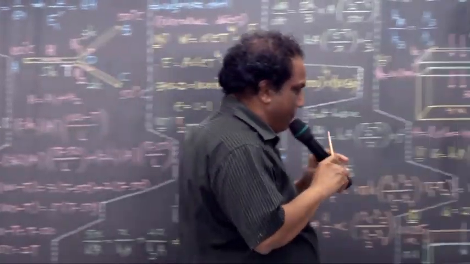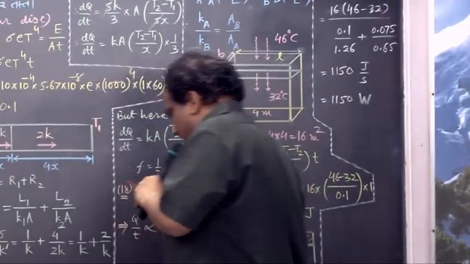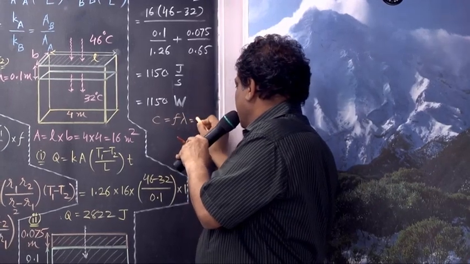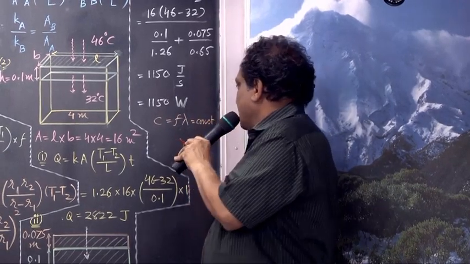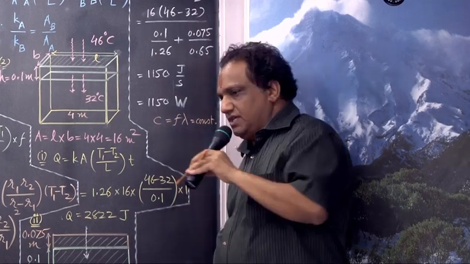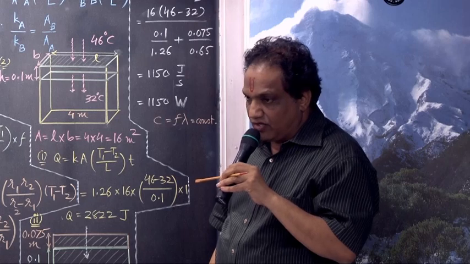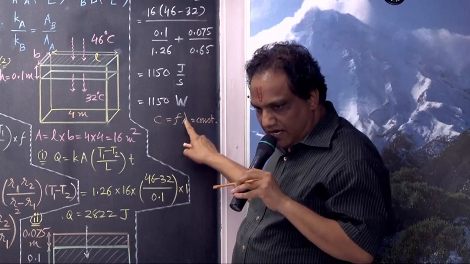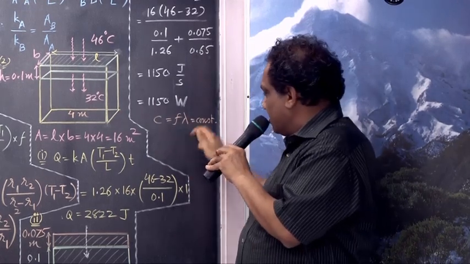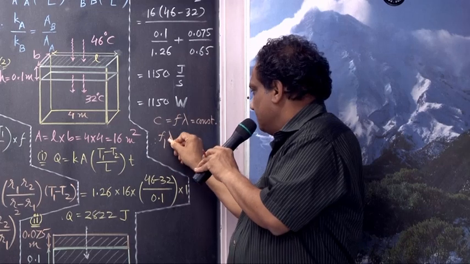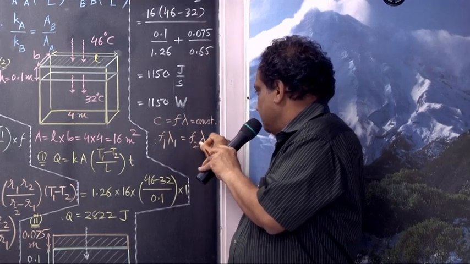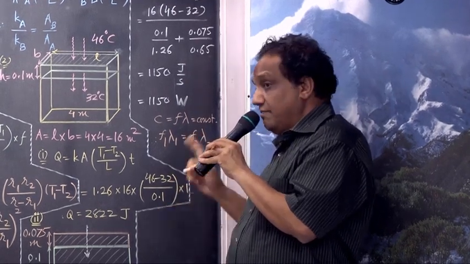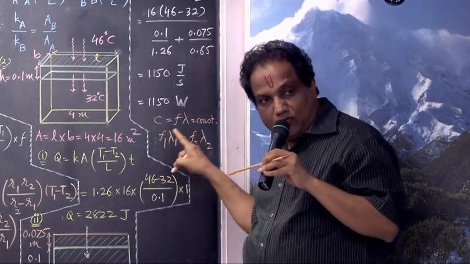Wait. One small formula is there, not in your syllabus right now. Very simple formula, look. C equals f lambda, and that equals a constant. Correct? You know what is C? Velocity of light in vacuum, 3 into 10 raised to 8 meter per second. F means frequency. Lambda means wavelength. Now when this product is constant, what can you write? F1 lambda 1 equals F2 lambda 2. Correct? So instead of giving the values of lambda, they may give you values of frequency. So you may use this relationship.